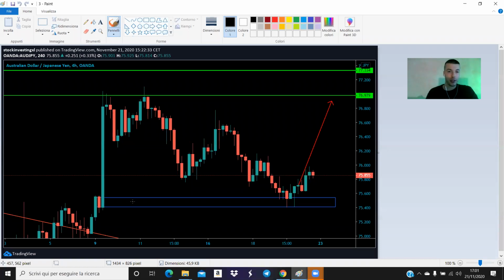Here, this is the first example where we have a demand area. This is a demand area that is totally different from a support area. As you can see, huge push to the upside. Our base is here, and we have our demand. This is just how supply and demand are working.